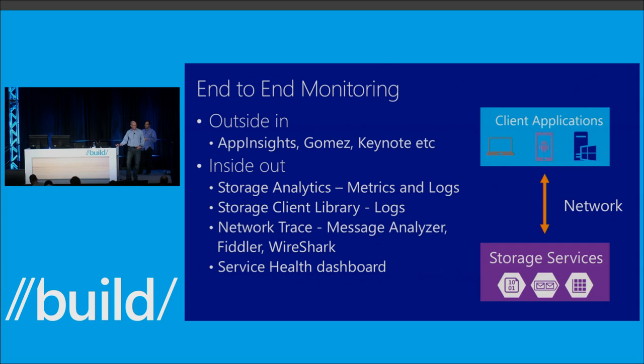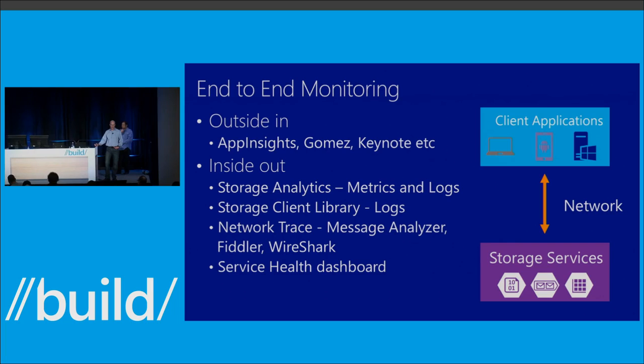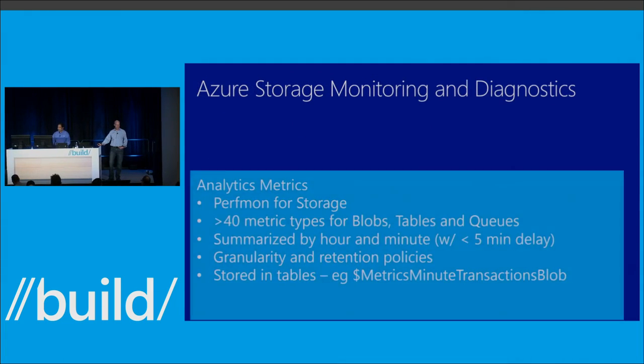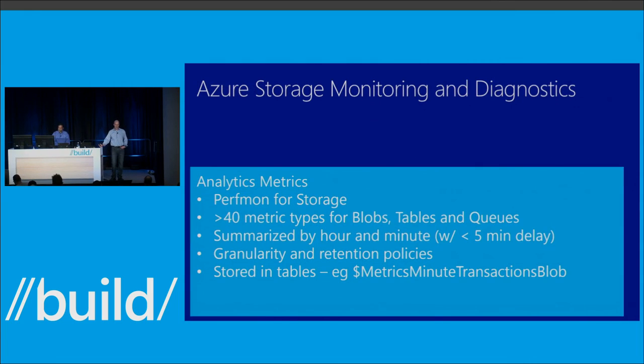The storage platform has two sets of capabilities, metrics and logs, that we'll walk through. Our client libraries also include logging that you can enable should you need to. At times, you may need to look at what's going on in the network, and we'll talk a little bit about some tools that are useful for that. And if you think there are issues with a particular workload or its availability, the Azure Portal has a service health dashboard. So the first thing I'm going to talk about is metrics.